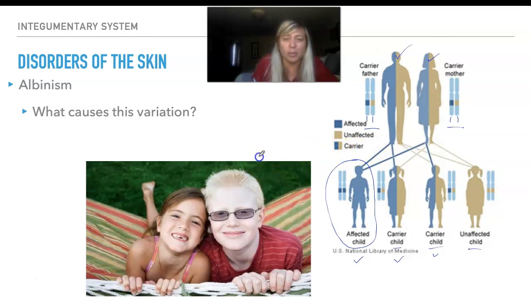Therefore, the pigmentation of the hair and the skin and also the eyes can be affected. In addition to not having melanin in the skin and your hair looking pale, it also affects the functioning of the eyes. So there are a lot of eye problems that are associated with this type of albinism.